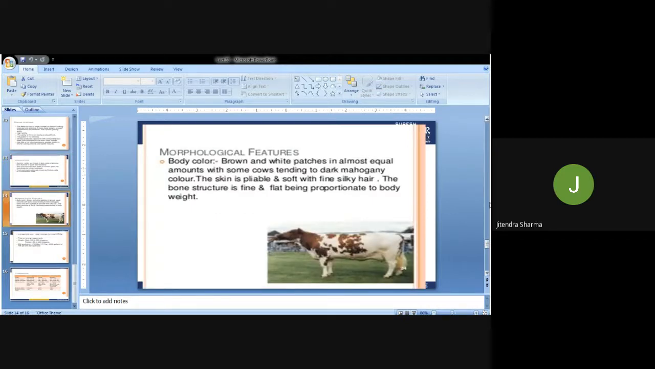Morphological features of Ayrshire are like this. Brown and white patches in almost equal amounts, with some cows tending to dark mahogany color. The skin is pliable and soft, with fine silky hair. The bone structure is fine and flat, being proportionate to body weight. You can see the picture of the Ayrshire on the screen.